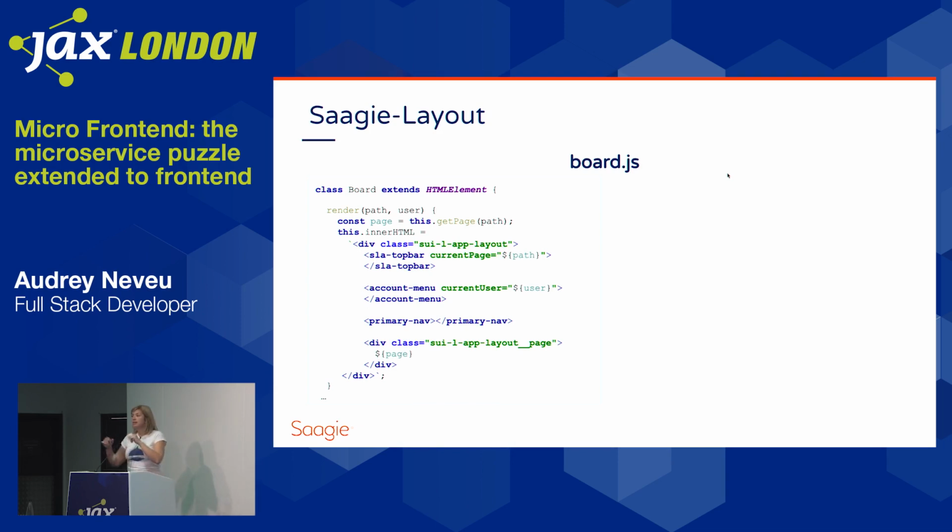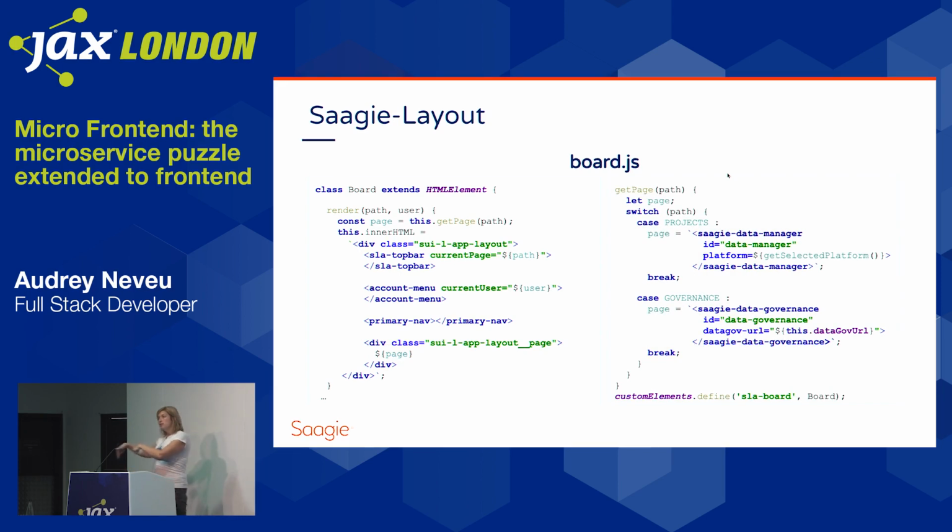And to display the selected application, it's going to call the getPage method. This method is going to look at the path the user requested, and in function of the path, is going to send back either the data manager component, or the data governance component.